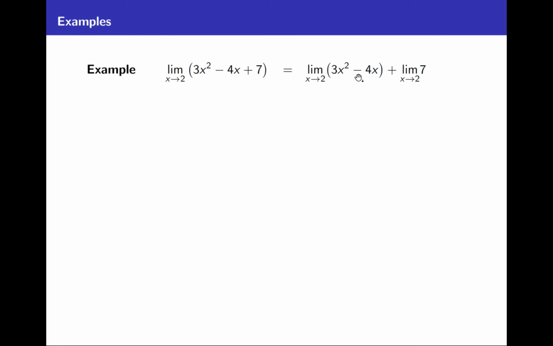Now we have, in part of this, the limit as x approaches 2 of 3x squared minus 4x. The second limit law from the previous slide would tell us that breaks up into the limit as x approaches 2 of 3x squared minus the limit as x approaches 2 of the other part of it, 4x. And then this limit as x approaches 2 of 7 just comes down. So we have a sum and difference of three simpler limits here.